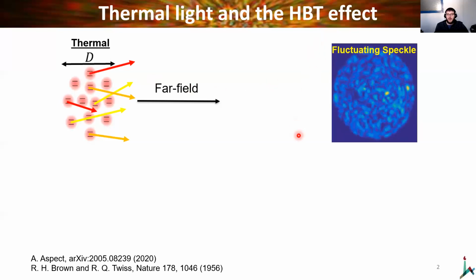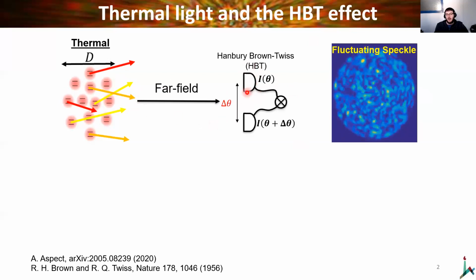So if we look at the far field with a very fast camera, we would expect to see something like that, a speckle pattern, which is a random interference pattern due to the random phases of the emissions. And the speckle pattern will fluctuate over time due to the low temporal coherence of the source.